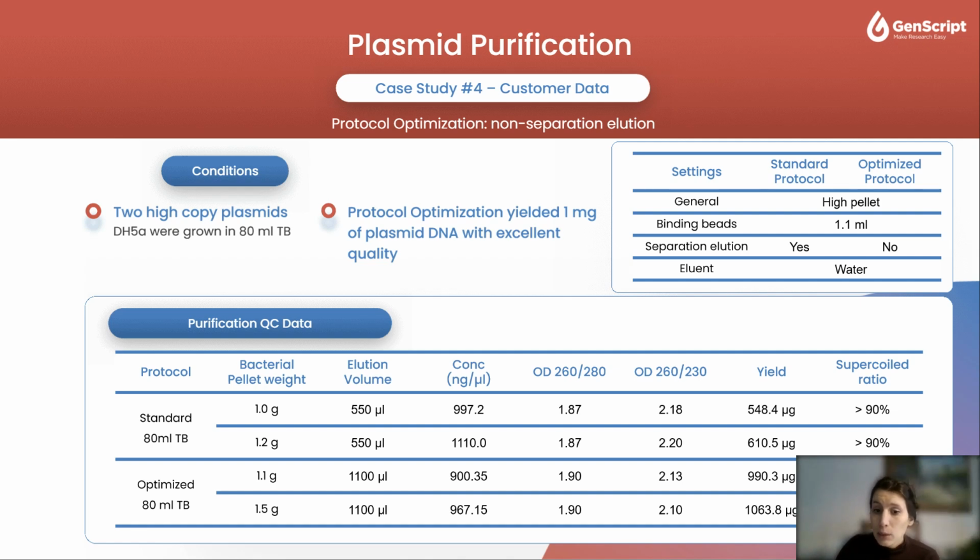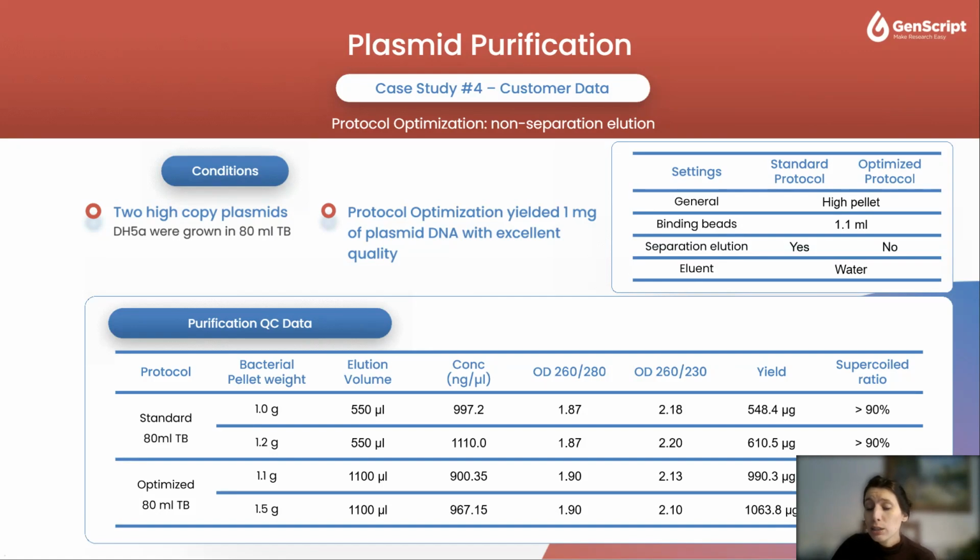The next case study I wanted to show is a side-by-side comparison of running the standard protocols versus running a protocol that was further optimized. We have a really wonderful support team, a field application scientist team, that will work with you if you choose to work with the solution.